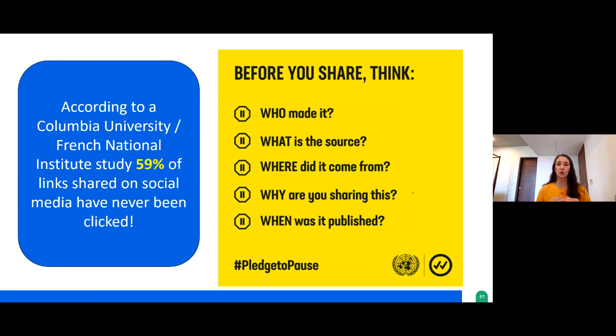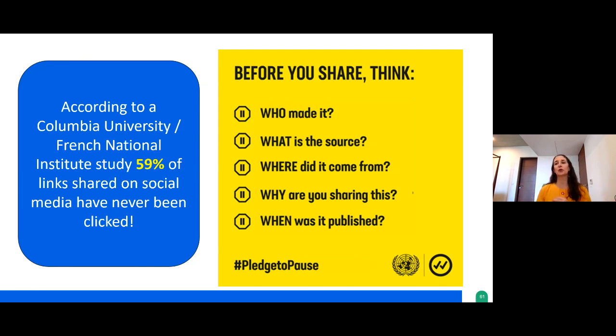What is the source? What is the source of that photo? I can actually do a reverse image search and find the original photo to understand that maybe that photo has been adjusted. Where did it come from? And also you can go and Google that, right? Like I said about the pig, you can Google that.